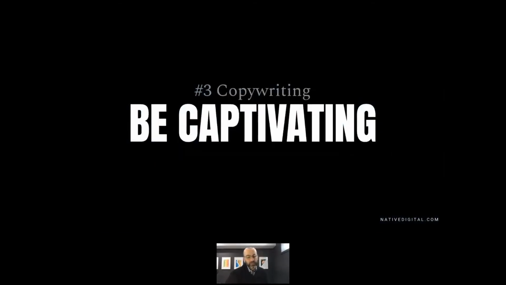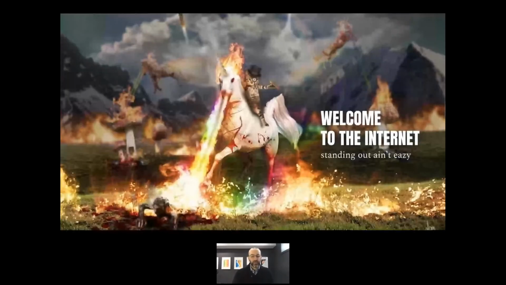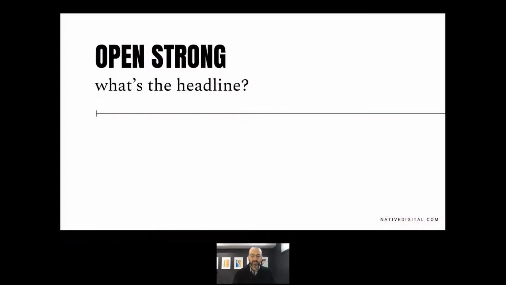So point number 3 here is the copywriting has to be captivating. You guys have seen everything. If you've been on the internet at all, everything that you can imagine, you've already seen. Standing out is not easy. So you have to be able to captivate and grab attention. What is the opening line? How are you going to open up strong? That is both visually and through copywriting. You have to grab people's attention.